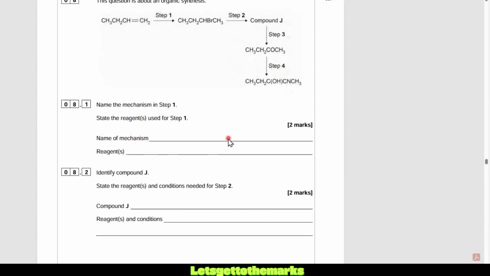Let's have a go at this question. Name the mechanism in step 1. State the reagents used for step 1. And then for 8.2, identify compound J. State the reagents and conditions needed for step 2. Like I said, pause the video, get your pen out, see if you can have a go at these, and then unpause and check your answers off. Make your revisions active. So have a go first. If you don't have a pen and paper, just do it in your head. All right, let's go through.